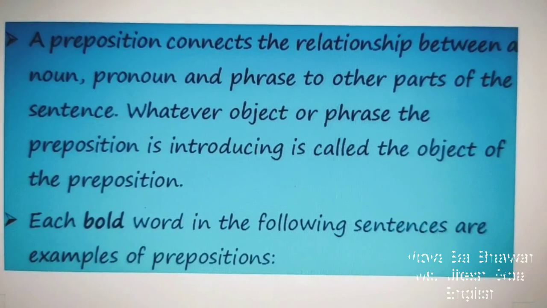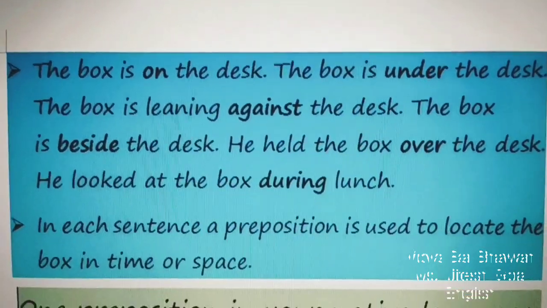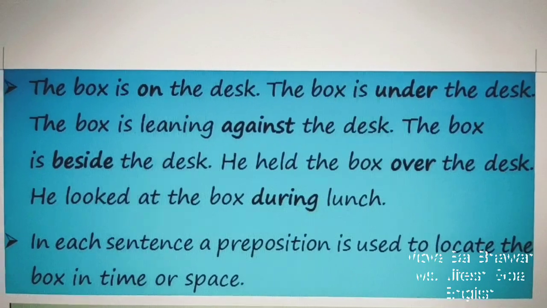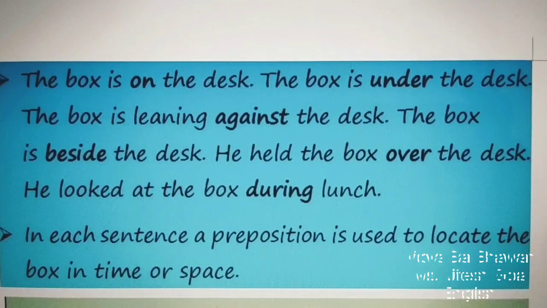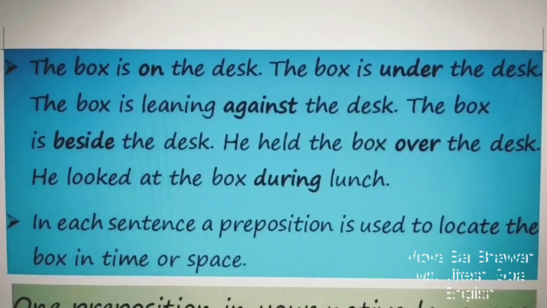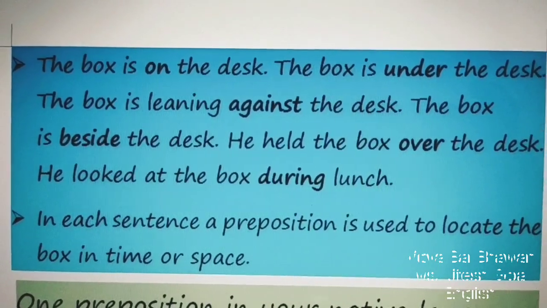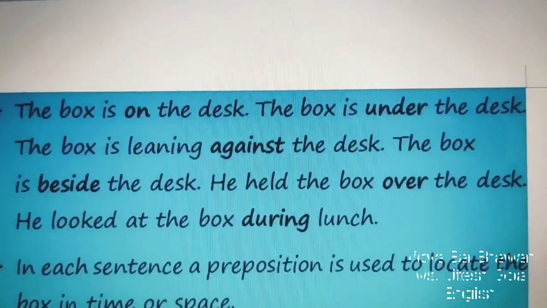I have taken a box related to that. We'll see. The box is on the desk, the box is under the desk, the box is leaning against the desk, the box is beside the desk. He held the box over the desk. He looked at the box during lunch. So you can see the relation of the noun and pronoun with the other parts of the sentences.